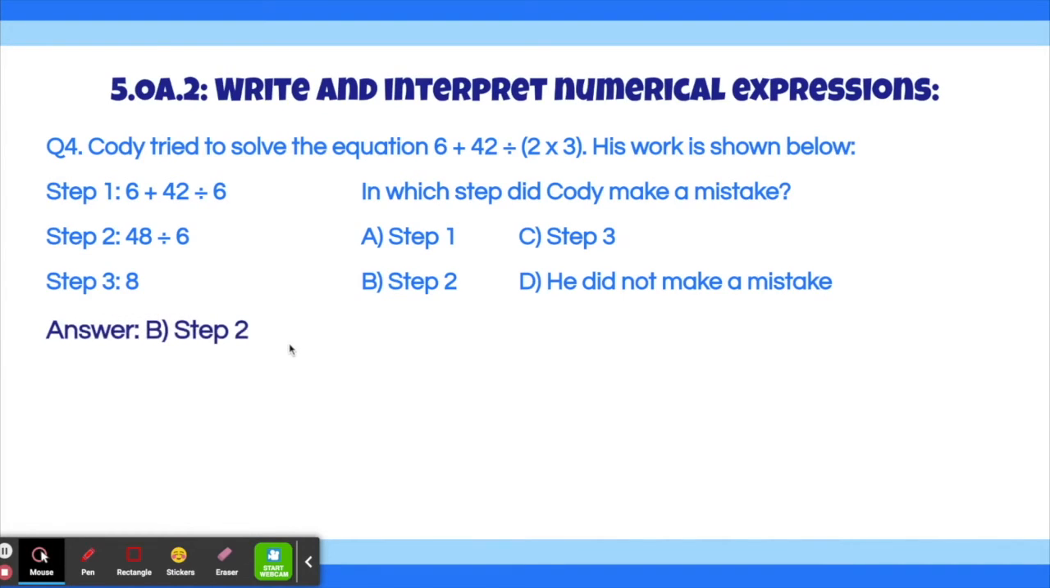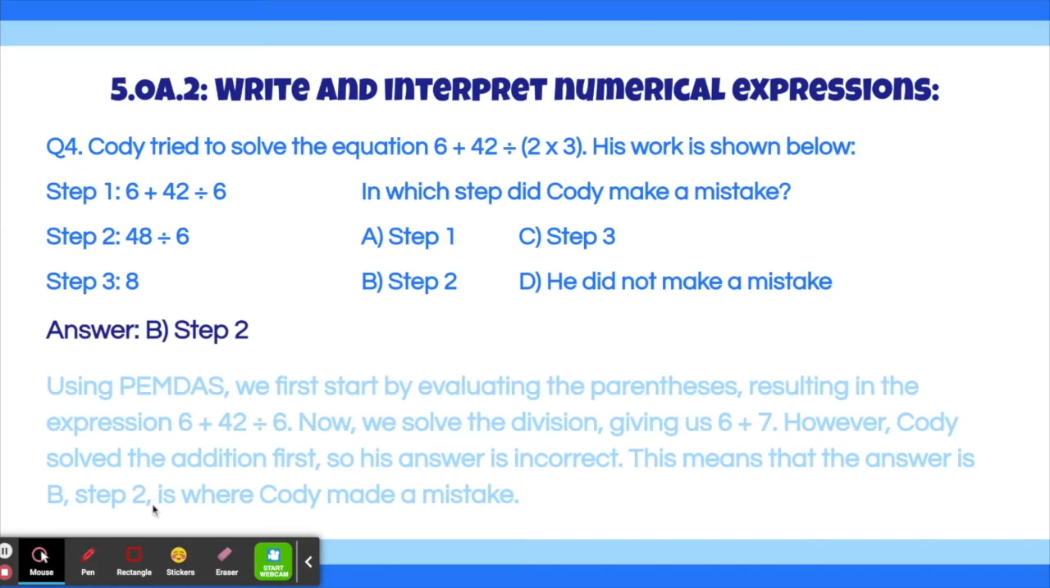So the answer to this problem is step 2, and we'll go over this right now. Using PEMDAS, we first start by doing the parentheses in the equation, right? The parentheses over here is 2 times 3. Now we can evaluate that to 6, right? Then our resulting equation would be 6 plus 42 divided by 6. So that means that step 1 of Cody's work is correct.